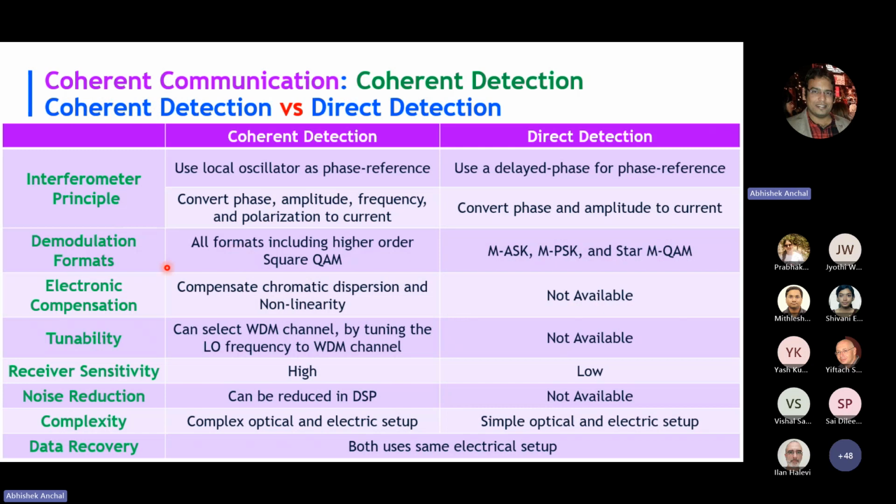Okay, so another benefit of the coherent receiver is we can electronically compensate dispersion and nonlinearity, which is not available in direct detection. It can demodulate most of the high order modulation formats. So these are the most. You can go through all of them and see what the differences are.